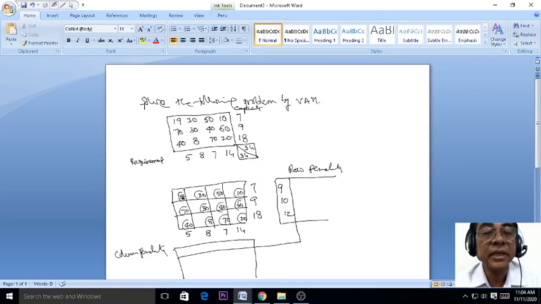Like this, 19 and 40, 21. So 30 and 8. Don't select 30 and 30, because they are equal numbers. So don't select that method. Better to select the minimum element, then the next minimum element. 30 and 8, 22. 50 and 40, 10.